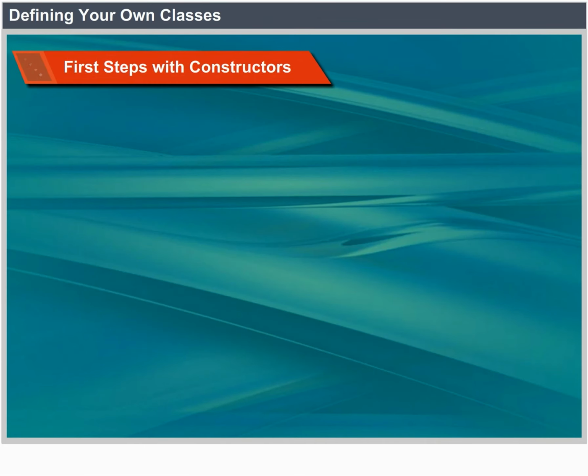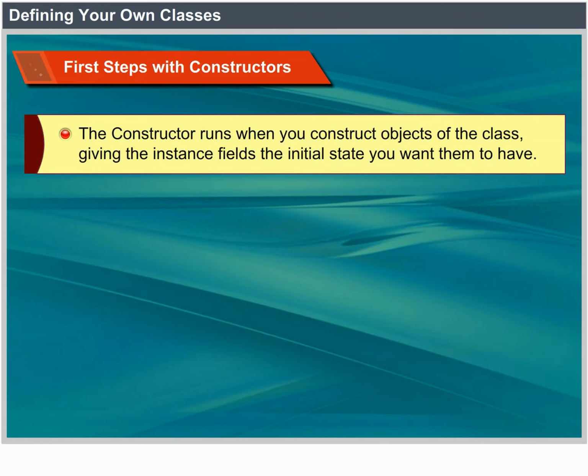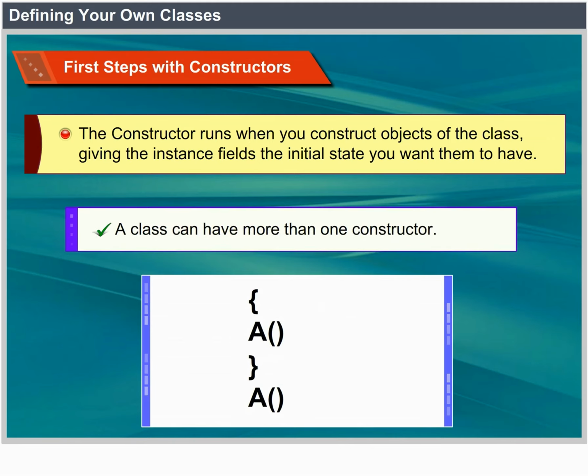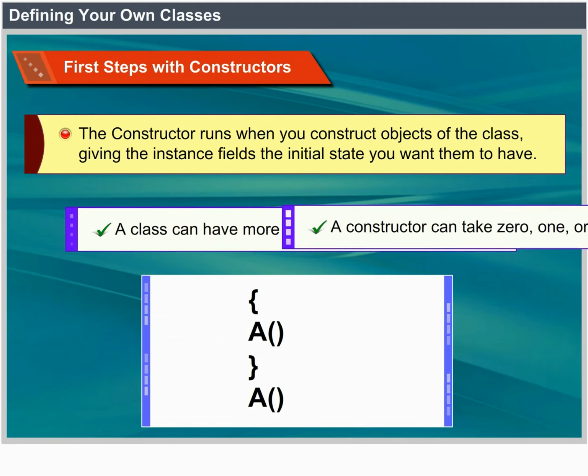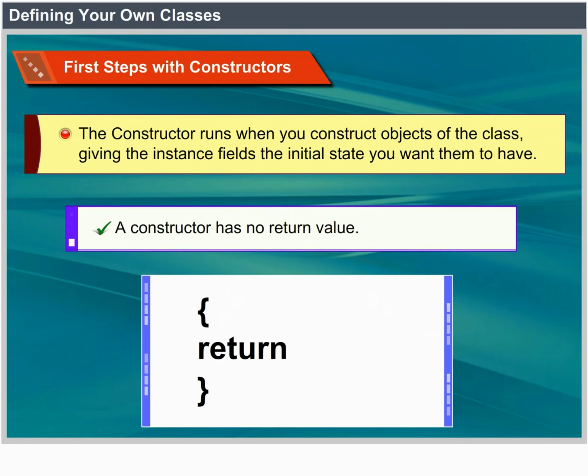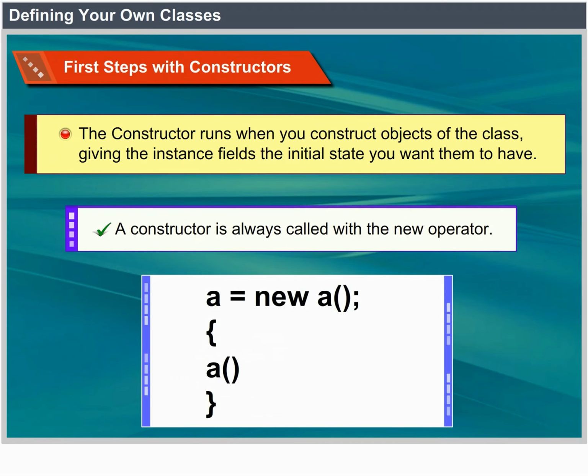First steps with constructors. The constructor runs when you construct objects of the class, giving the instance fields the initial state you want them to have. A constructor has the same name as the class. A class can have more than one constructor. A constructor can take 0, 1 or more parameters. A constructor has no return value. A constructor is always called with the new operator.